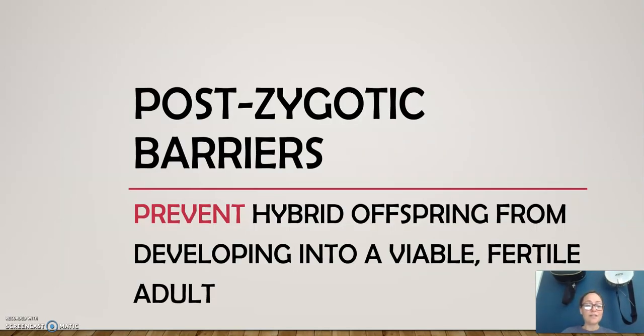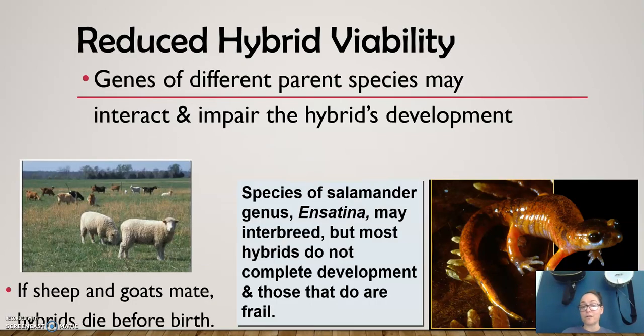Okay, so now let's spend a few minutes on the post-zygotic barriers. There are only three. In post-zygotic barriers, this is where mating may have occurred, but what are some reasons why you don't have a blending of these two populations into one species? So we're looking at three reasons why a hybrid offspring may not be a viable or fertile adult.